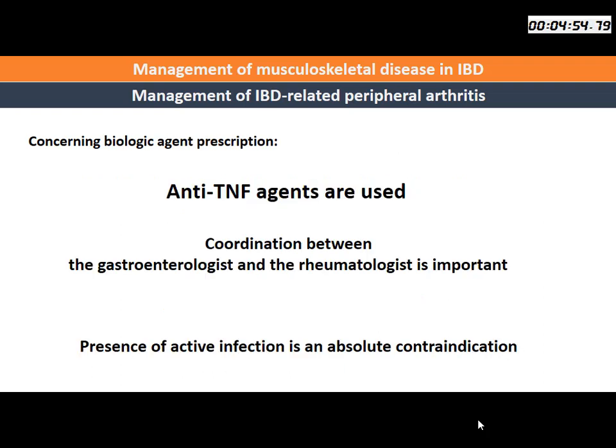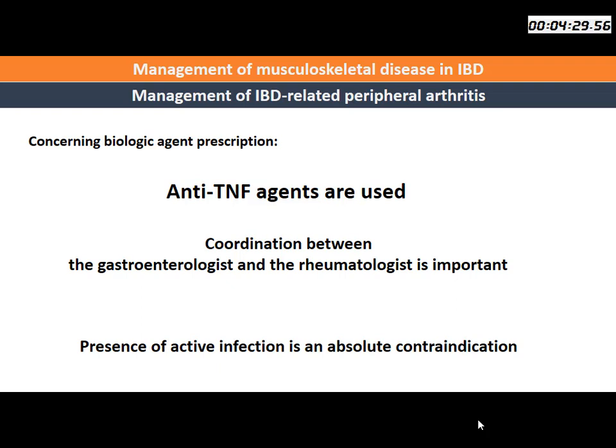Concerning the biologic, anti-TNFs is the family that we use. Of course, not all the anti-TNFs are applicable here. It's most of them actually, but etanercept is not working for the IBD. We go for the infliximab, adalimumab. Mostly those are the two more commonly prescribed.